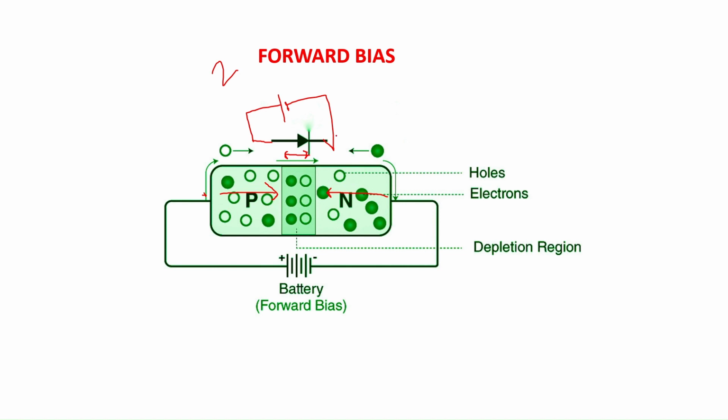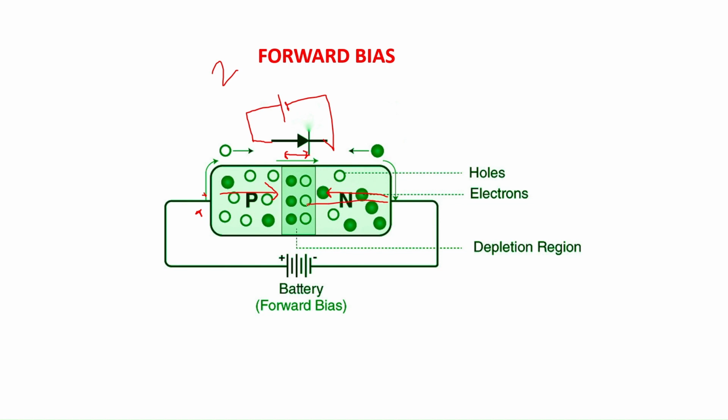Let me repeat it once again. The positive pole of the battery is connected to the P-type, and the negative pole of the battery is connected to the N-type. Since the positive pole is connected to the P-type, the holes of the P-type semiconductor material are moved towards the PN junction. Similarly, the electrons in N-type material are also moved towards the PN junction.